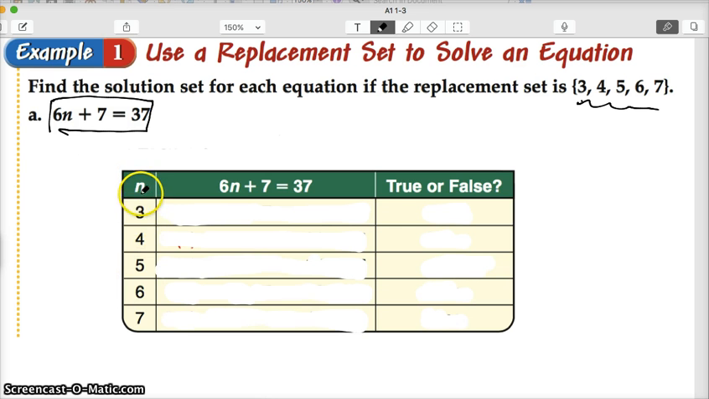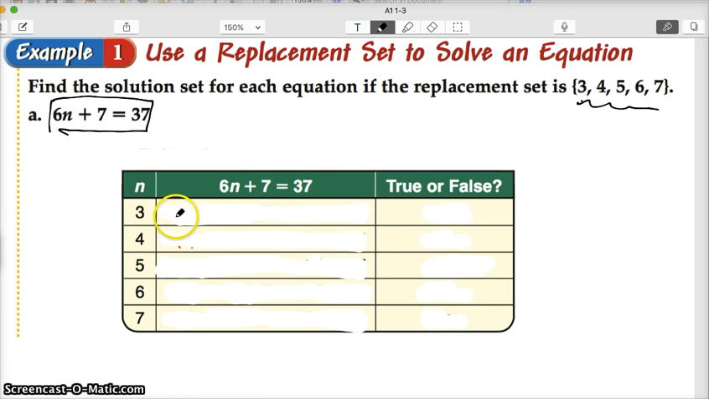What we're going to do is write our possible n values down in a column, then write the equation and substitute these values for n into the equation and see if it makes our statement true or false.